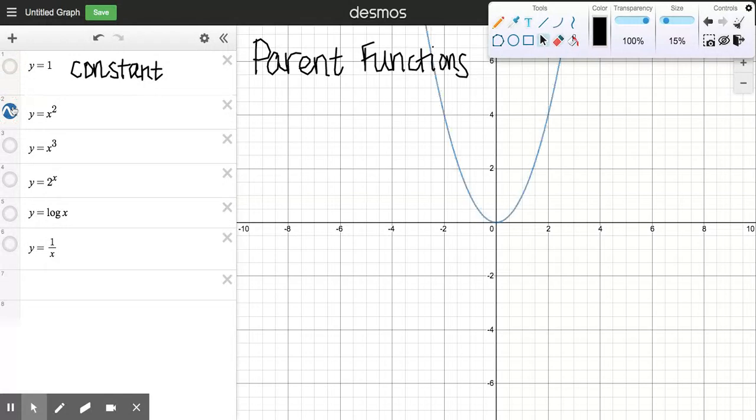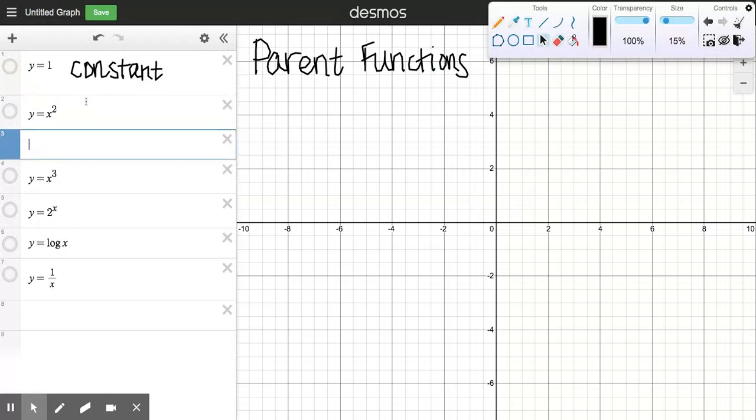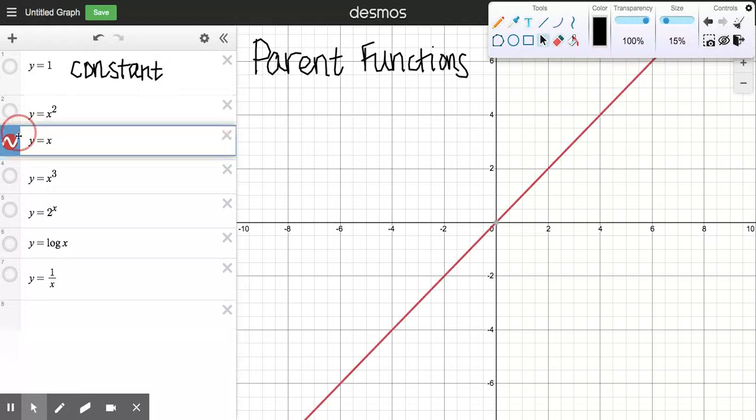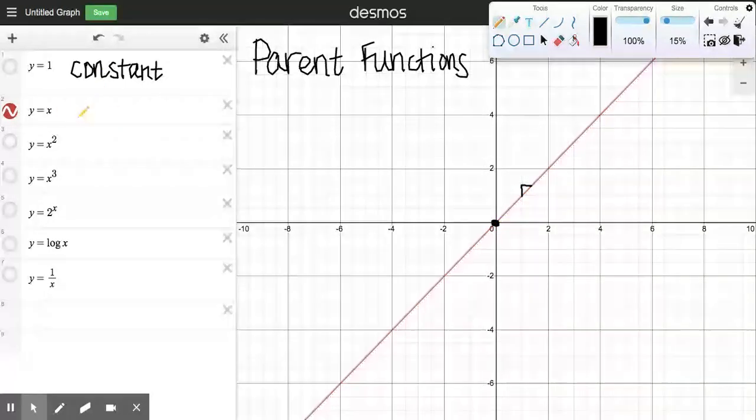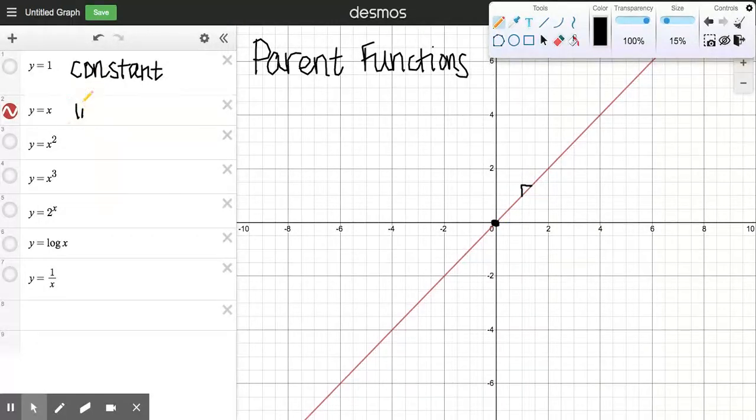The next function we learn a lot about is not listed here. Let me type it in real quick. That would be the linear function. So the simplest form of a linear function is a linear function with a slope of 1. So when you go up 1, you go over 1, and a y-intercept of 0. You might be used to seeing this as y equals mx plus b. In this case, m is 1 and b is 0. So this is the simplest form of the linear function. The simplest possible y-intercept would be 0, and the simplest possible slope would be 1.